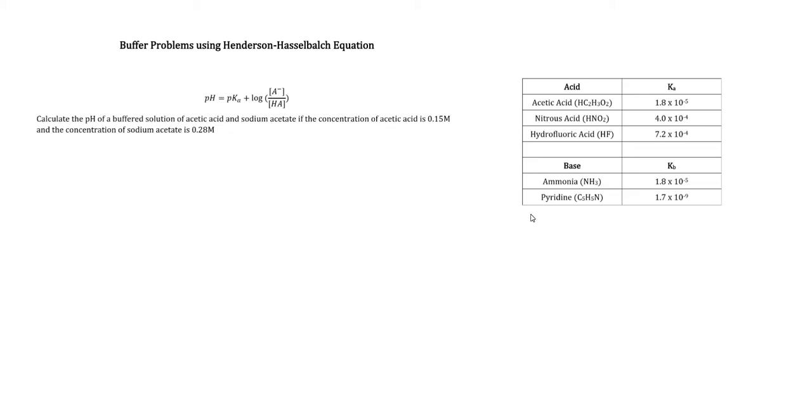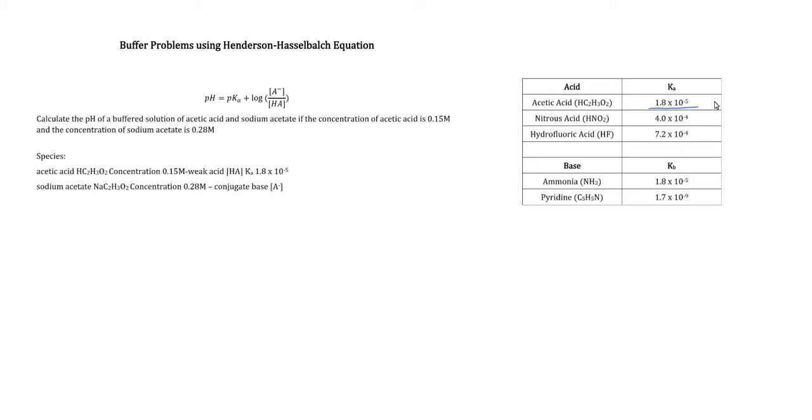This problem is pretty straightforward, but before I jump into the math or plugging into the Henderson-Hasselbalch, let's just list out what we know. So we have acetic acid. We know its concentration is 0.15 molar. It is a weak acid, and its Ka is 1.8 times 10 to the negative fifth. Of course, I got that from my table of Kas right here. We also have sodium acetate in solution. Now, this is going to be our conjugate base. The acetate is the conjugate base. The sodium is really just a spectator ion. Its concentration is 0.28 molar.